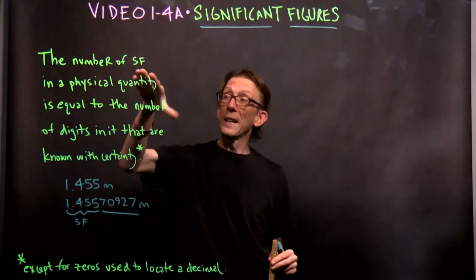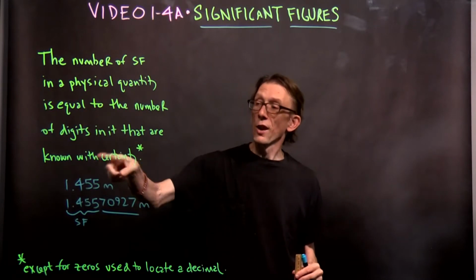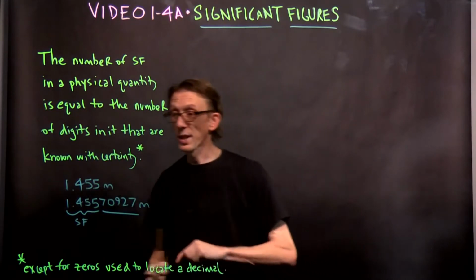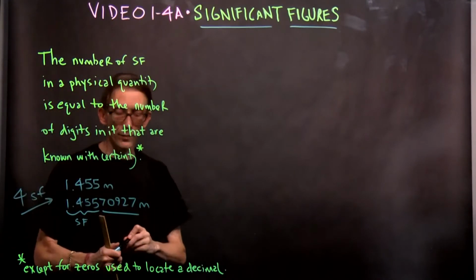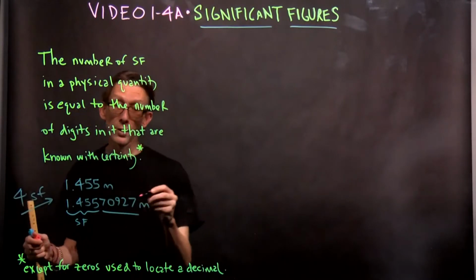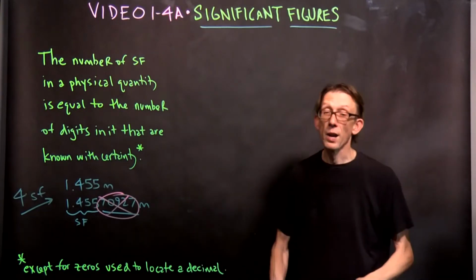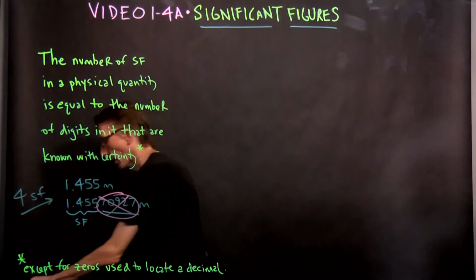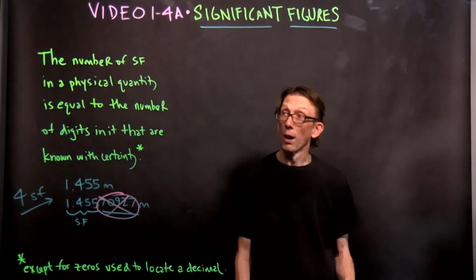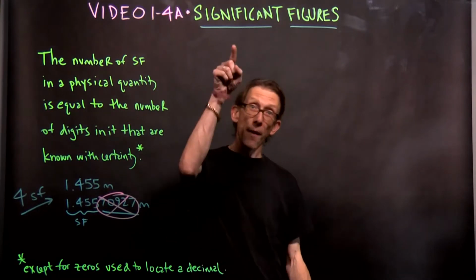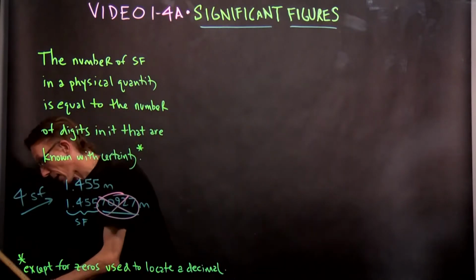So the number of significant figures in a quantity like this one here is equal to the number of digits in it that are known with certainty. So in this case, there are 4 significant figures. All of these, dear students, beyond the second 5, are not significant. That's the definition of a significant figure of a physical quantity. There is an asterisk here, and we'll deal with this in just a minute. In fact, let's go ahead and deal with that right now.